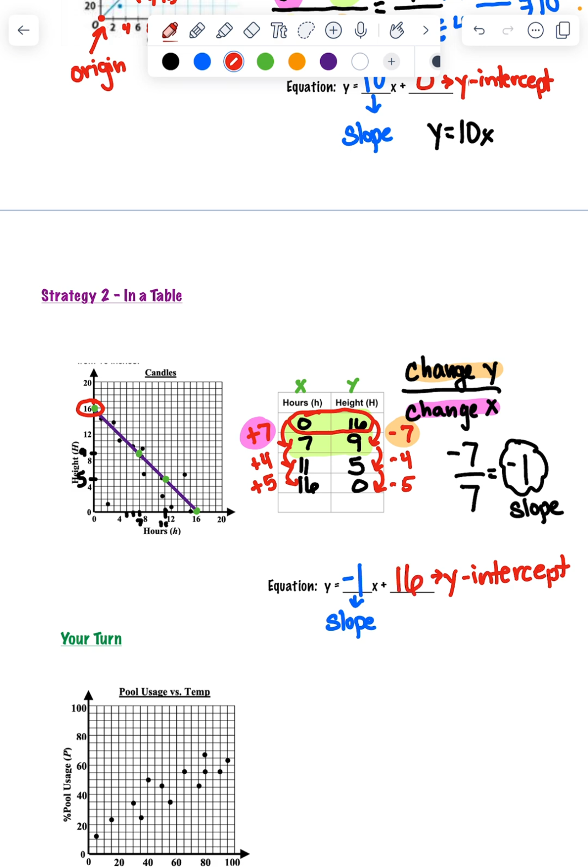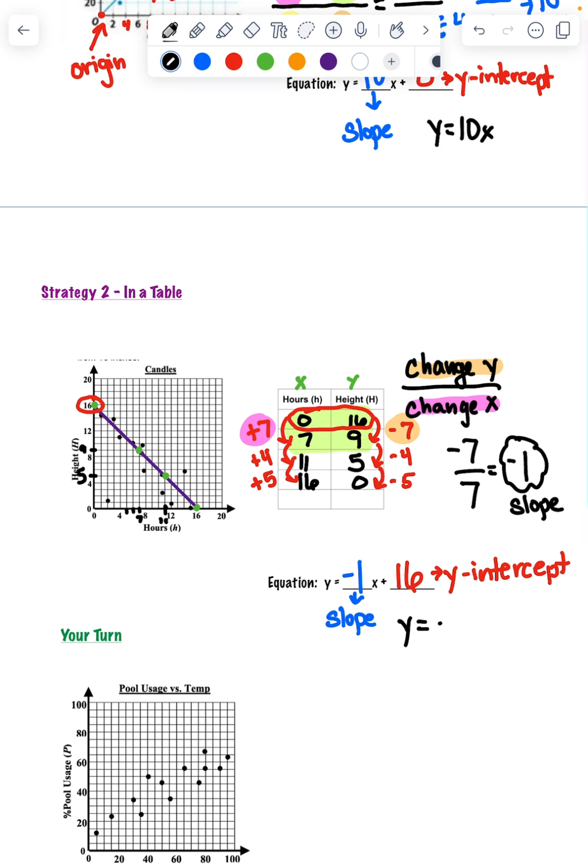Therefore, my equation would be y equals -1x plus 16, or you could write it as y equals -x plus 16, without the 1 in front. Either one would be fine. You don't need the -1 in the front.